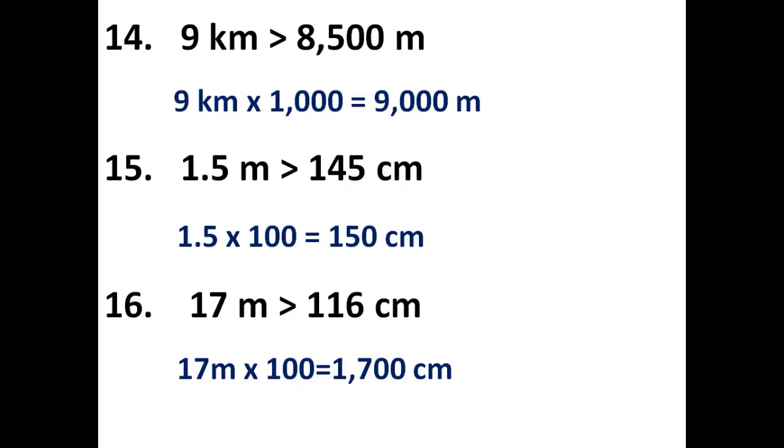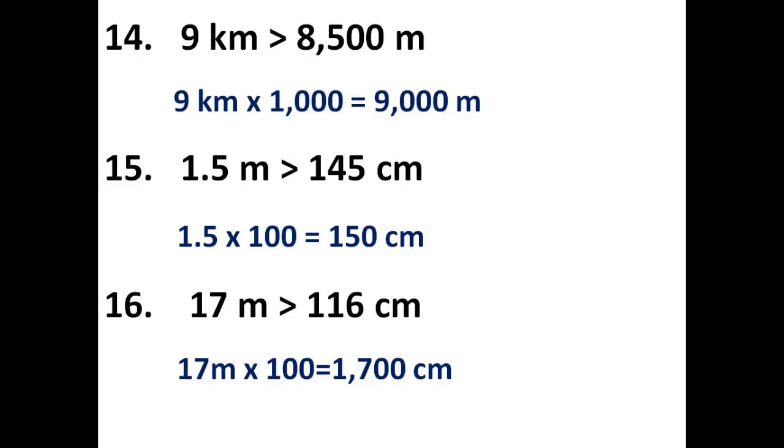14, 9 kilometer, other side is 8500 meter. Now we are going to change kilometer into meter. 9 multiplied by 1000 is 9000 meter and other side is 8500 meter. We can say that 9 kilometer is greater than 8500 meter.